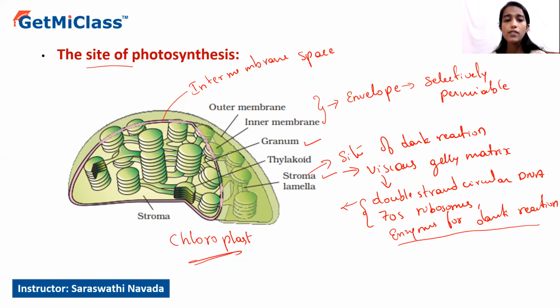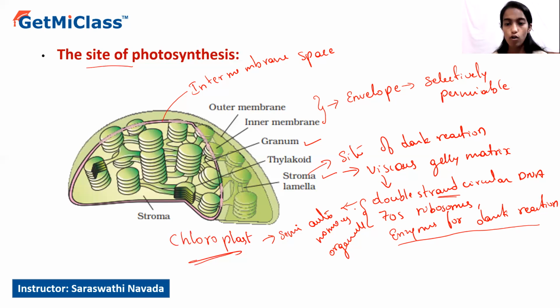Because of the presence of double-stranded circular DNA, the chloroplast is also considered a semi-autonomous organelle. It is called a semi-autonomous organelle because the partial functioning of the chloroplast, that is, the synthesis of the enzymes required for photosynthesis, is regulated by its own DNA, whereas the rest of its functioning is controlled by the chromosomal DNA. Hence, the DNA present in the chloroplast partially controls its function. That is regarding the stroma of the chloroplast.